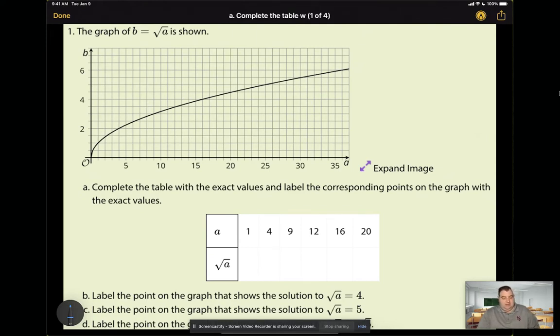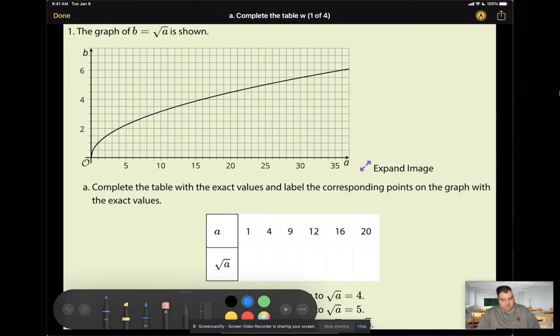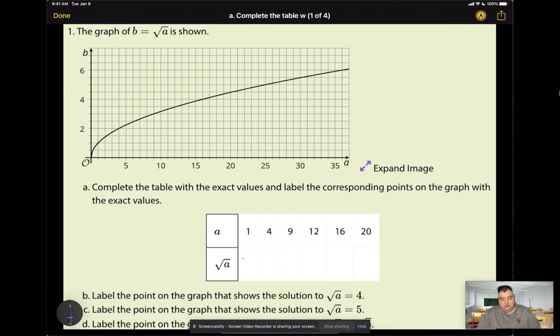So when a is equal to 1, the positive square root of 1 is going to be equal to 1. So when a is equal to 1, 1 would be here, and then 1 on the b-axis would be here, so that would be labeling the point.